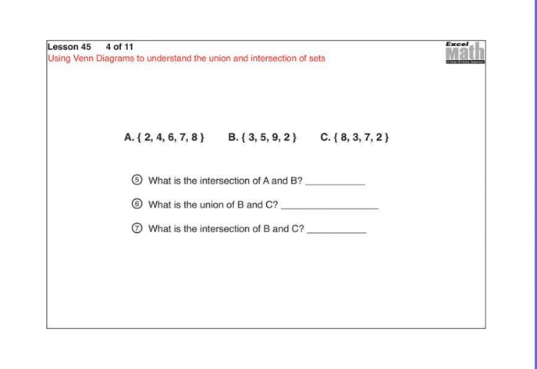Okay, intersection of A and B. Intersection, there's no 2 over there. There's no 4. There's no 6. There's no 7. Oh, there is a 2 down at the end. Okay, so the intersection is just going to be the number 2. Actually, I didn't need that comma in there.